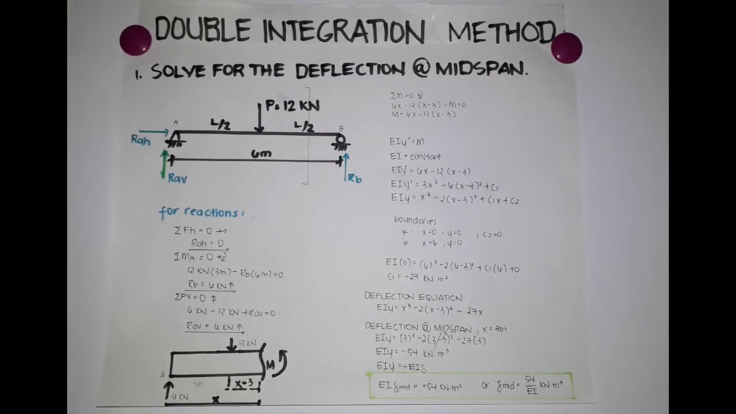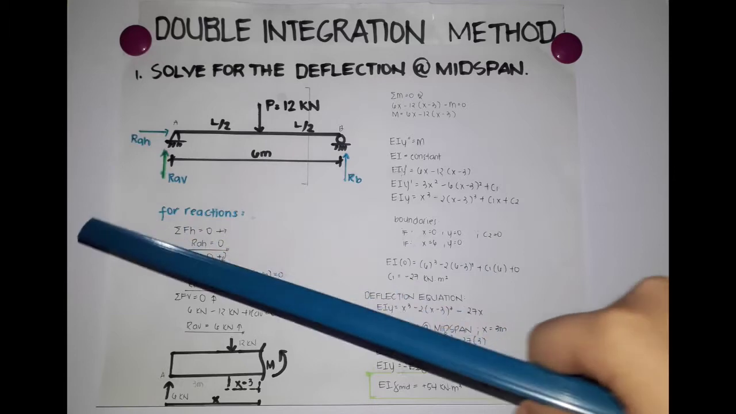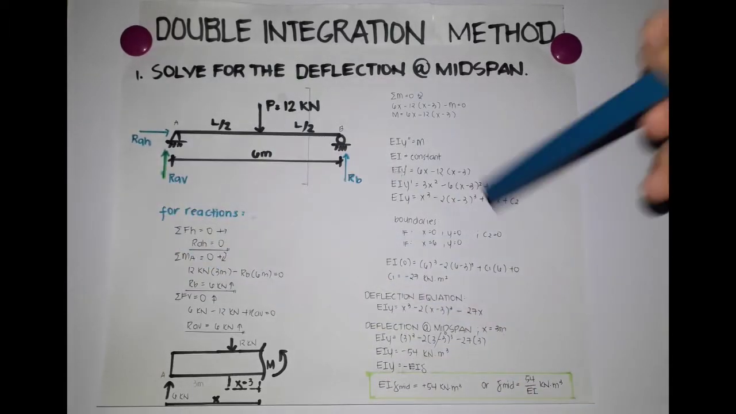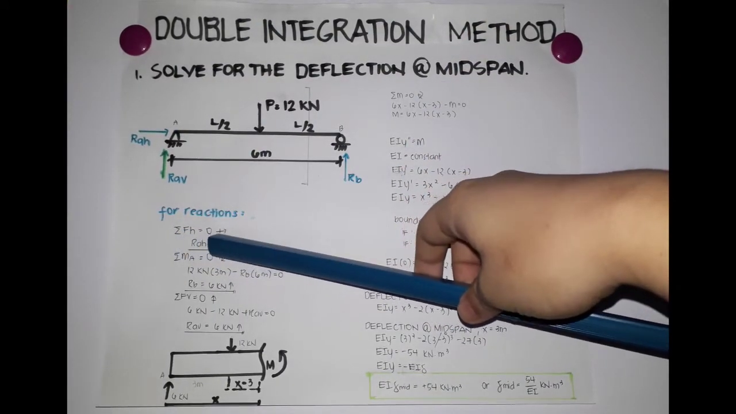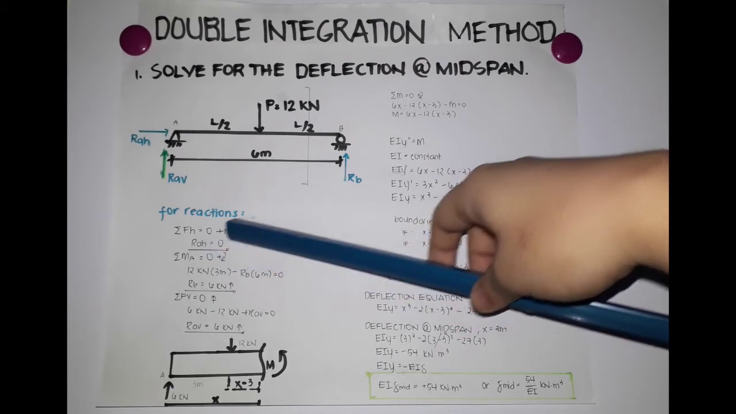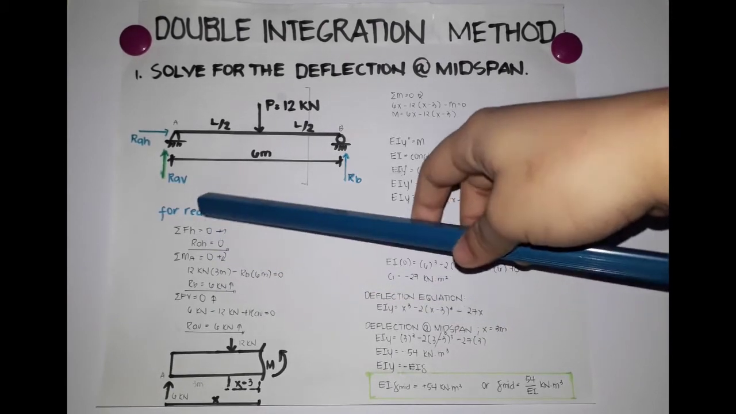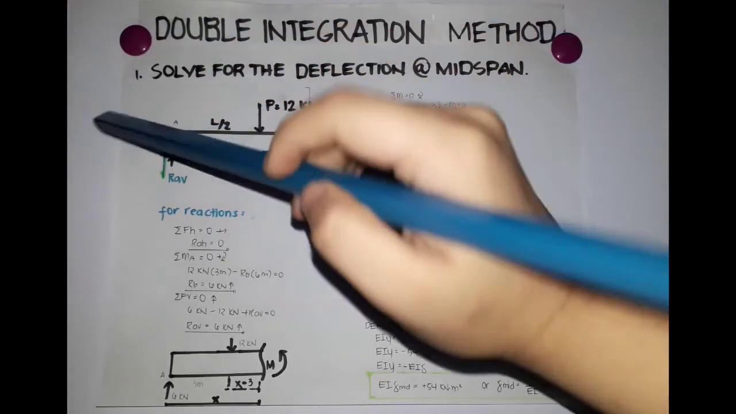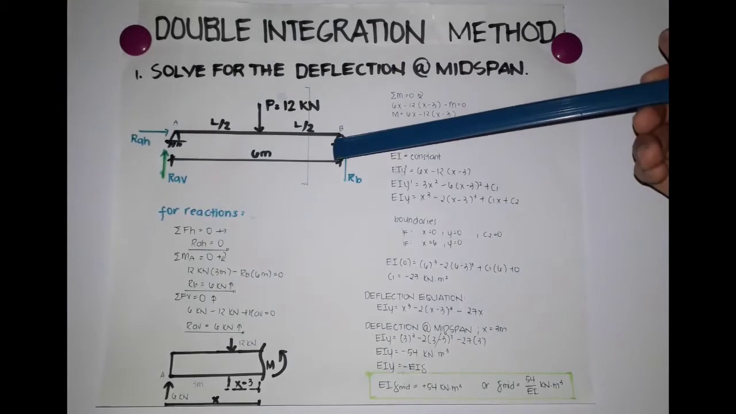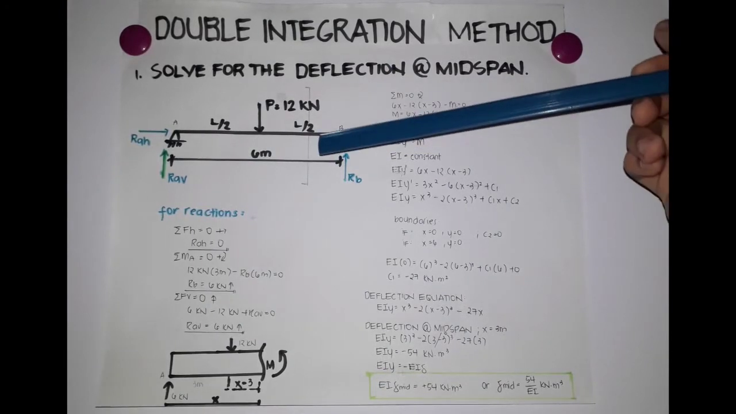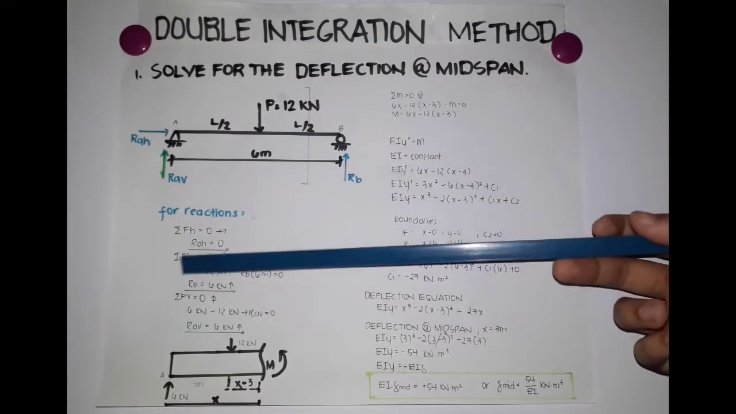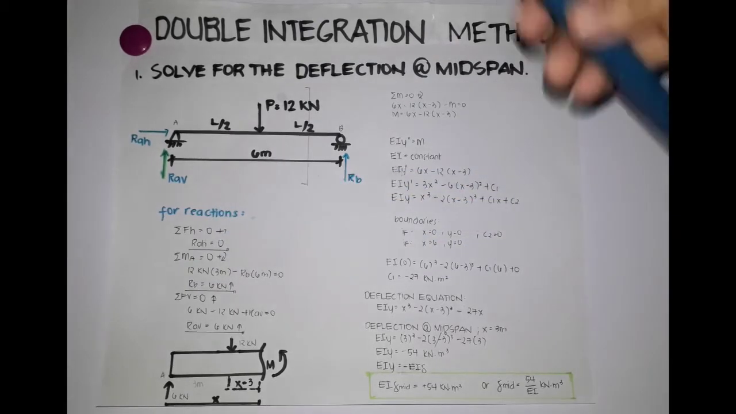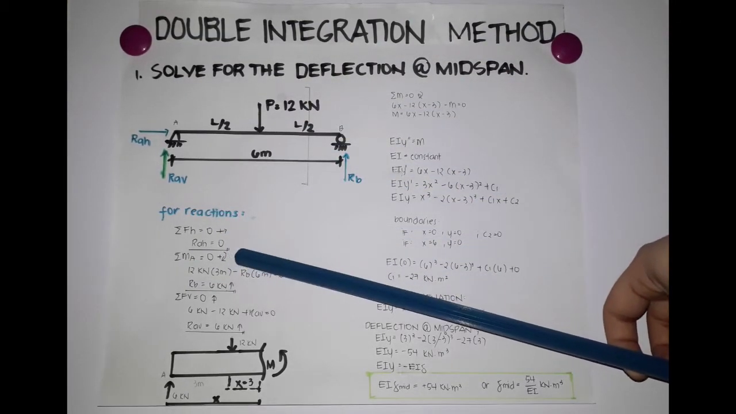The first step to get the deflection is to get the reactions of the supports. Solving for reactions, summation of forces along the horizontal is equal to 0, right side positive. Since nag-iisa lang yung horizontal forces natin and walang ibang kumukontra na force, that means yung value niya is 0. Next is summation of moment at A is equal to 0, clockwise positive.